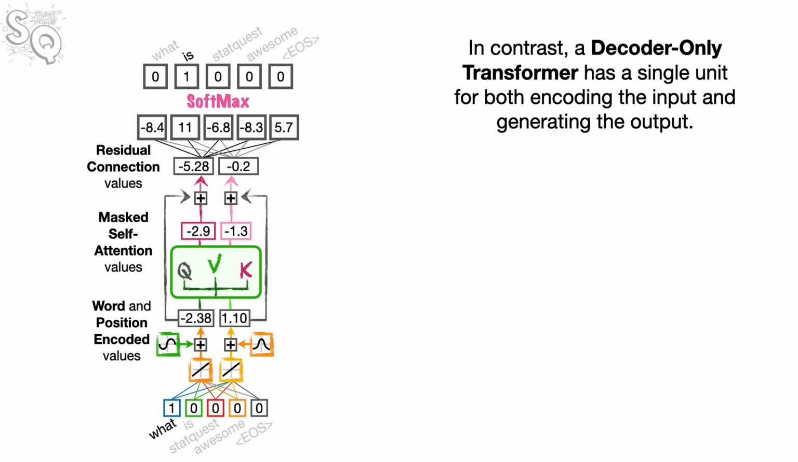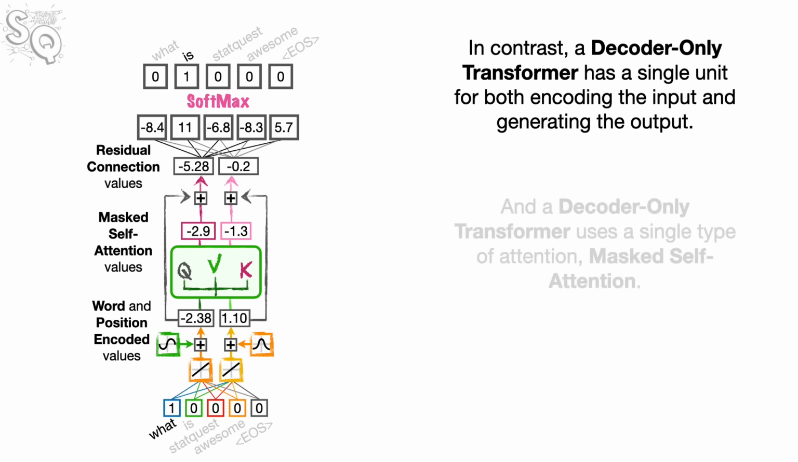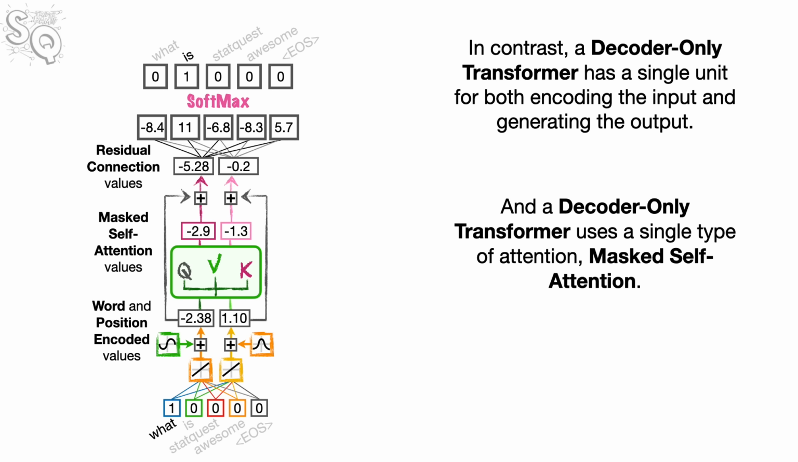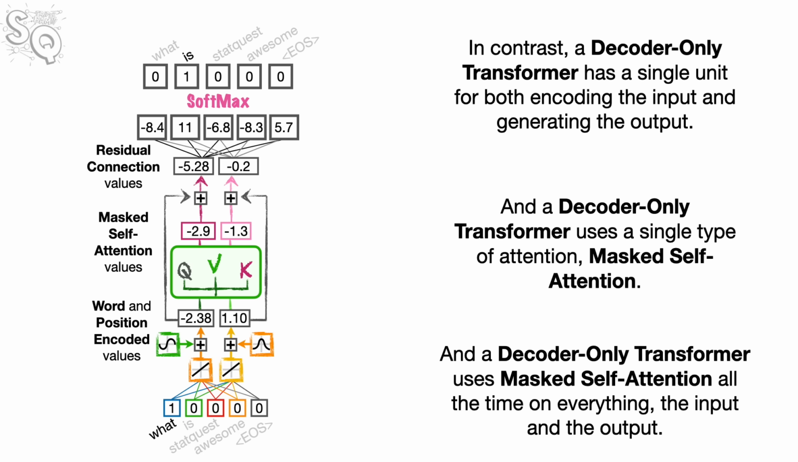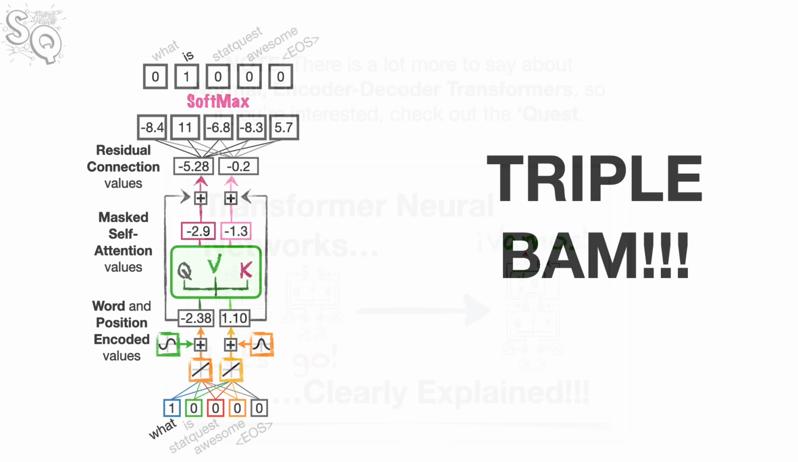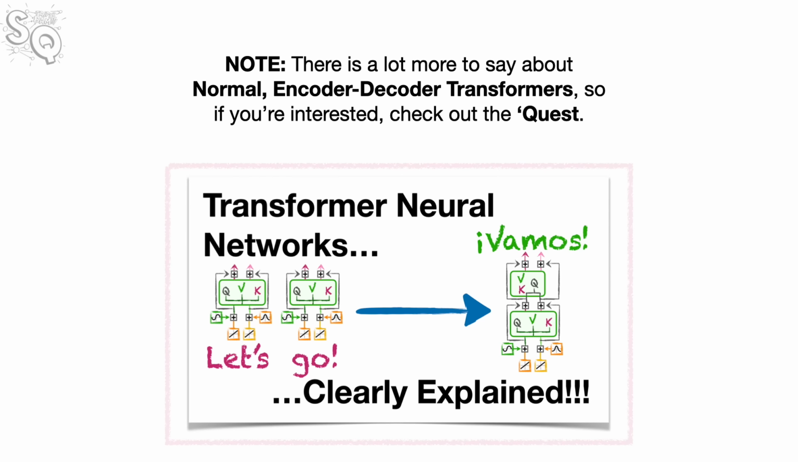In contrast, a decoder-only transformer has a single unit for both encoding the input and generating the output. And a decoder-only transformer uses a single type of attention, masked self-attention. And a decoder-only transformer uses masked self-attention all the time on everything, the input and the output. Triple bam! Note, there's a lot more to say about normal encoder-decoder transformers, so if you're interested, check out the Quest.